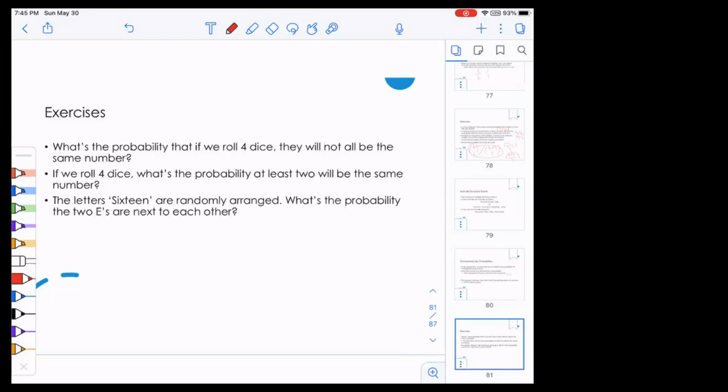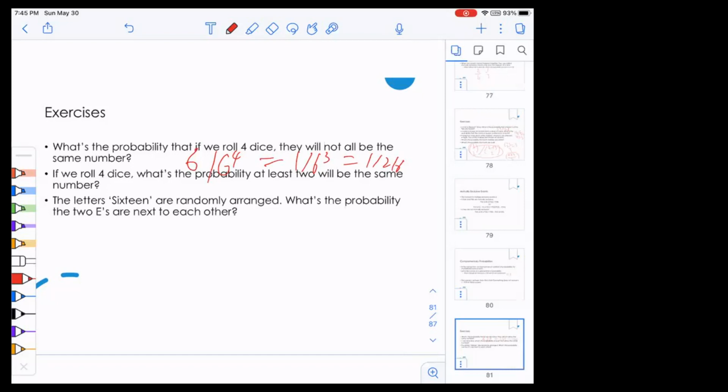Basically, there's only 6 ways this could happen. They could either all be 1s, 2s, 3s, 4s, 5s, and 6s. So the number of successful outcomes would be 6. But now we need to find the number of possible outcomes, which is 6 to the power 4. So 6 divided by 6 to the power 4 is 1 over 6 to the power 3, which is 1 over 216, which is the probability that they're all the same.